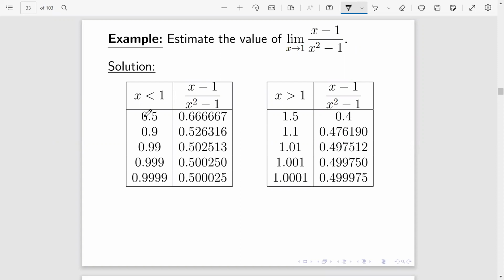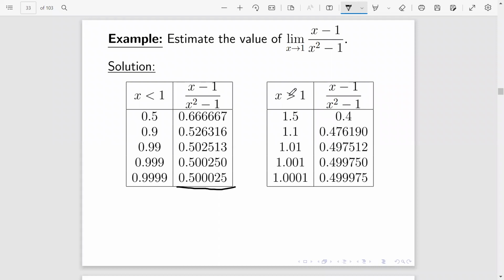So if we look at this table, we're looking at the values of x that are less than 1. Say we start from 0.5, then 0.9, increasing these values so that it's approaching 1. We don't want x equal to 1. We just want to see what happens when x gets closer to 1. As you can see, as x increases, the values of the function get closer and closer to 0.5.